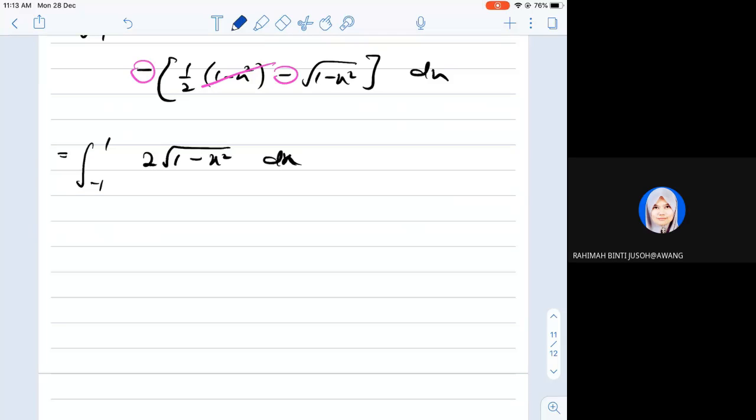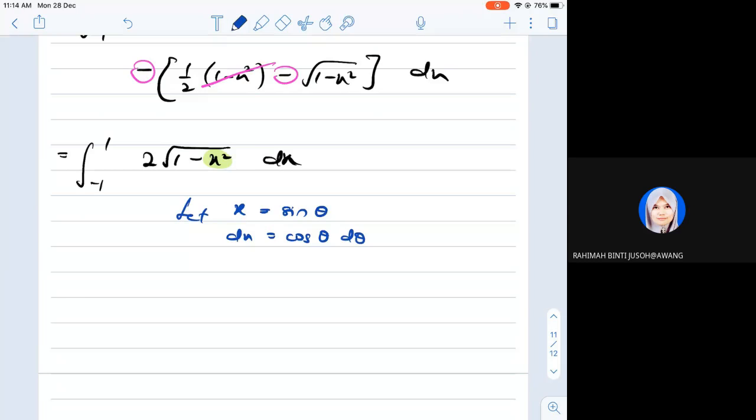Boleh memang kita akan guna substitution. Yes, betul. Guna substitution. We will use substitution. However, in this case, we need to use substitution of trigonometric function. Okay. So in this case, what we do guys, we will substitute this x squared ni. Guna substitution. Betul lah teknik substitution juga. Tapi we substitute this x. Let x equals to sine theta. Okay, so we will have dx equals to cos theta d theta.